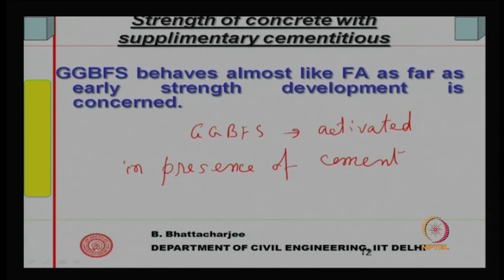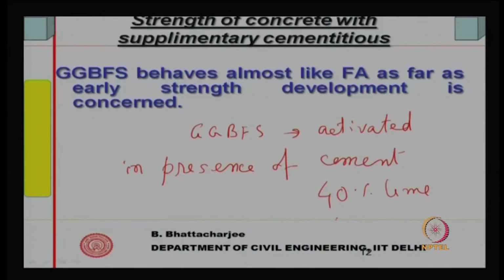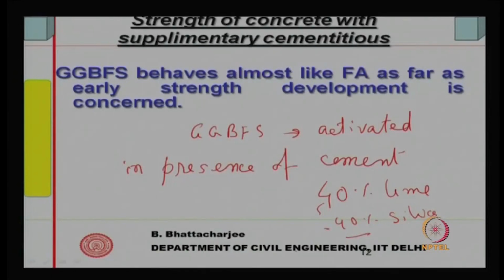And GGBFS actually exhibits a cementitious product, that is, some hydration product of the GGBFS itself, because it has around 40% lime and a similar percentage of silica. So, this lime together with the silica can give you some C-S-H, and the excess silica will of course contribute to the pozzolanic reaction. So, when you add it with the cement, the cement causes activation of the GGBFS.